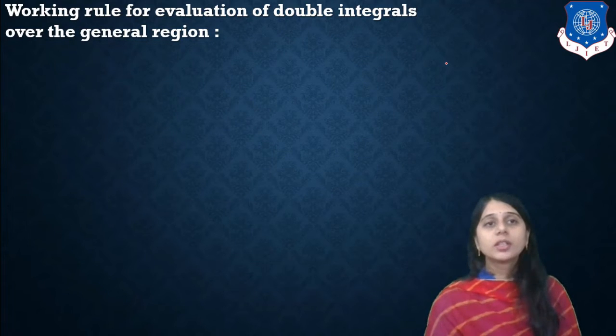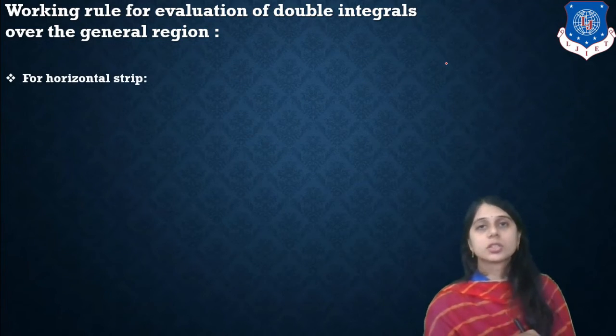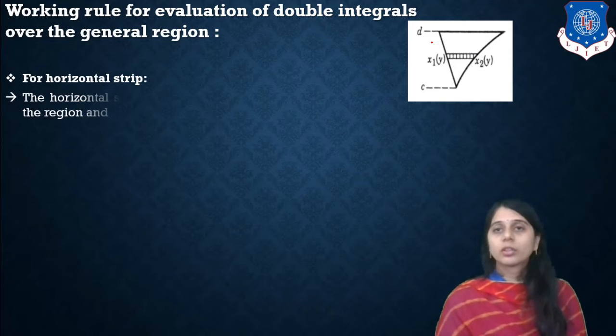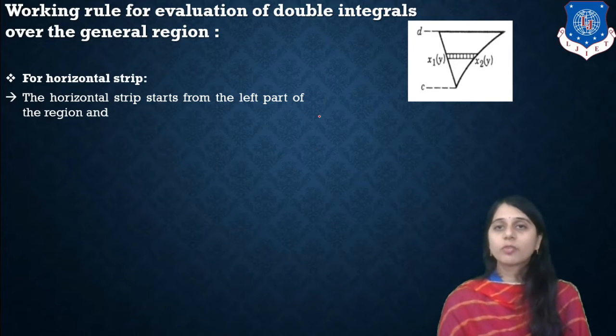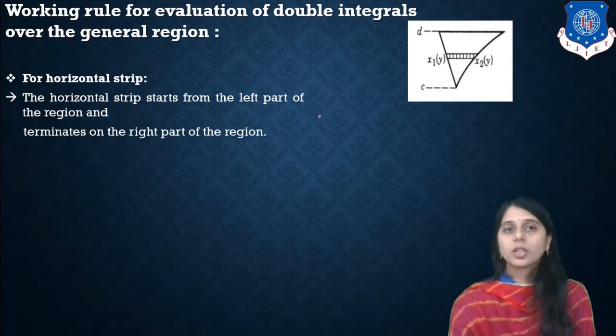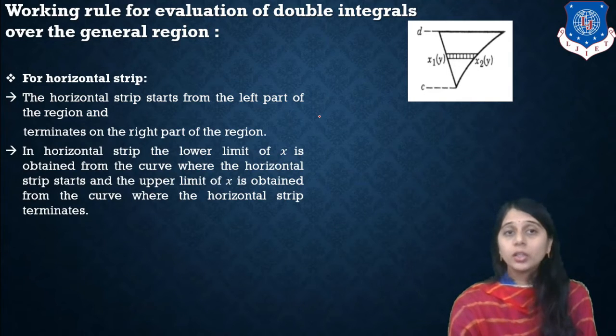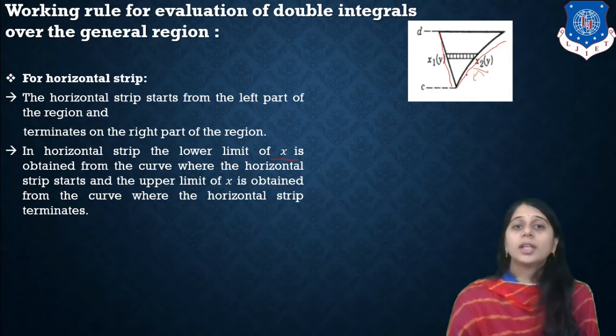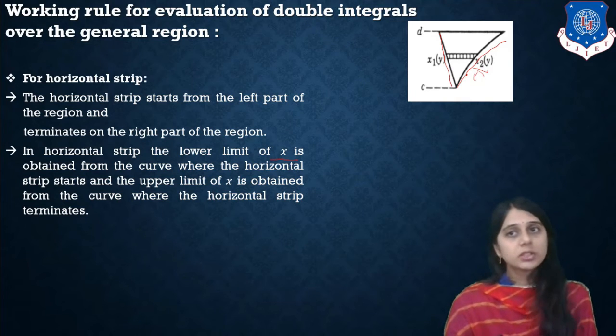Working rule for evaluating a double integral over a general region with a horizontal strip: c and d are the y limits. The horizontal strip starts from the left part of the region and terminates on the right part. In a horizontal strip, the lower limit of x is obtained from the curve where the horizontal strip starts. The curve may be linear or another type. If it is a parabola, we use the equation of the parabola. If it is a circle, we use the circle equation. The upper limit of x is obtained from the curve where the horizontal strip terminates.